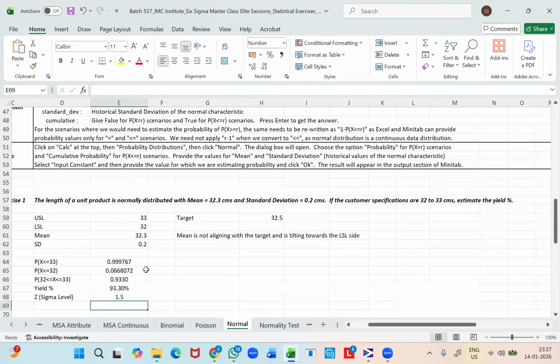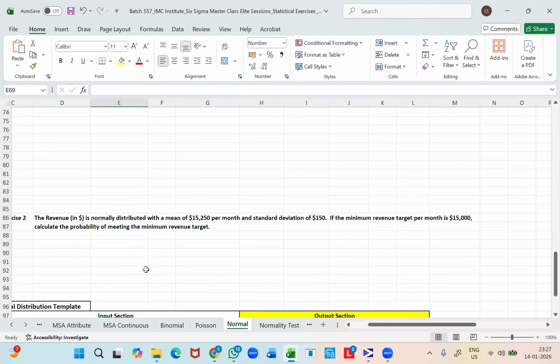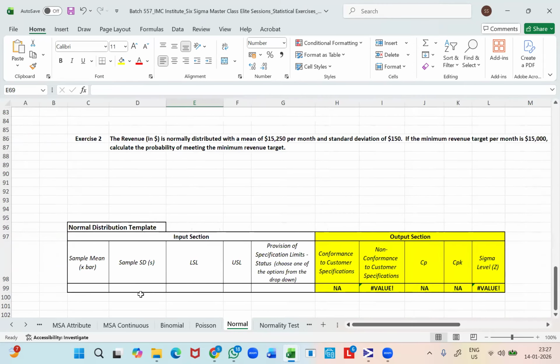Fine. So let us also see how to use our template to perform the calculations. This is very, very important because, as I told you, you may get multiple questions pertaining to normal distribution in the final assessment. So you need to know how to use this template. This is the normal distribution template. Just provide the input values. That's it. What is the sample mean? It is 32.3 centimeters. Sample standard deviation, 0.2 centimeters. What is LSL? 32. What is USL? 33.